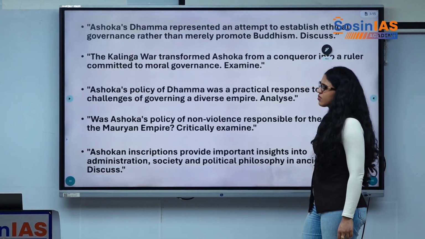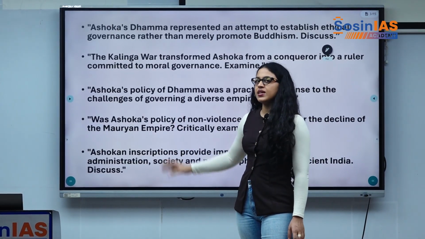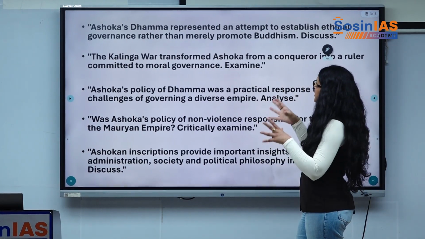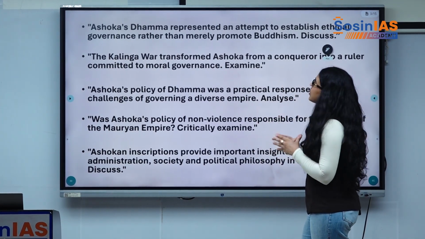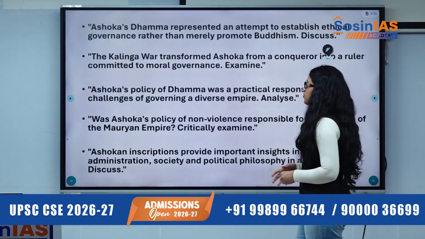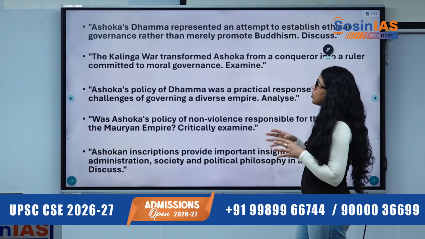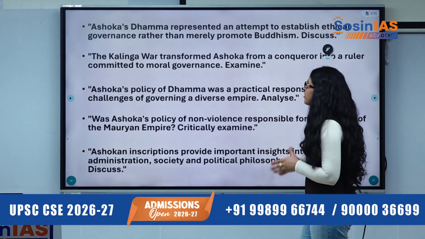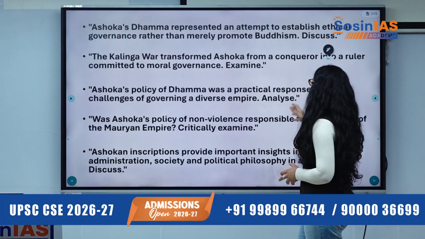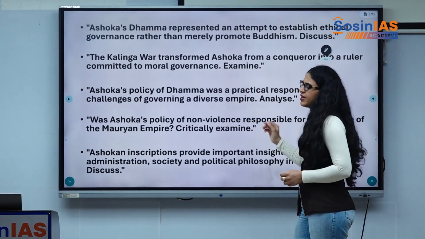So, before going into the core topic, let's see how UPSC can frame questions on this debate. Ashoka's Dhamma represented an attempt to establish ethical governance rather than merely promote Buddhism. Discuss. The Kalinga War transformed Ashoka from a conqueror into a ruler committed to moral governance. Examine. Ashoka's policy of Dhamma was a practical response to the challenges of governing a diverse empire. Analyze.